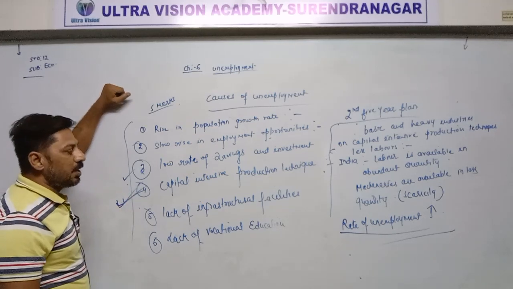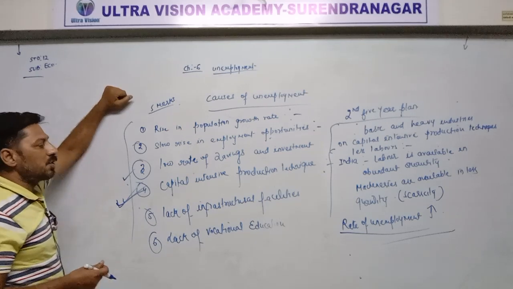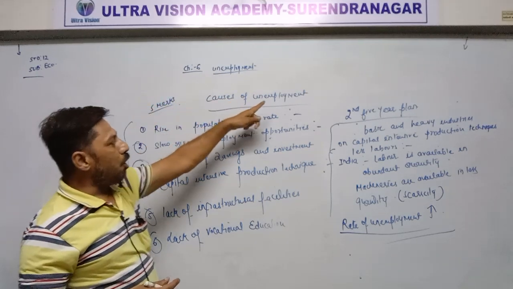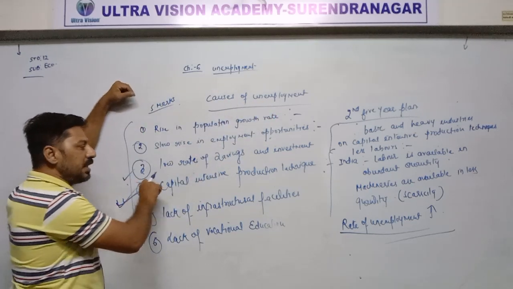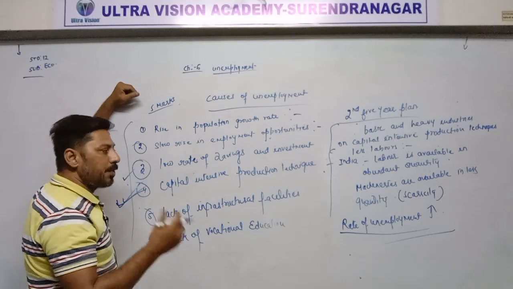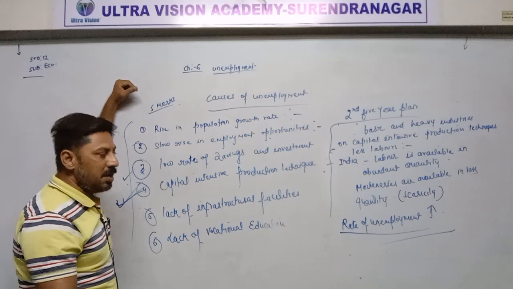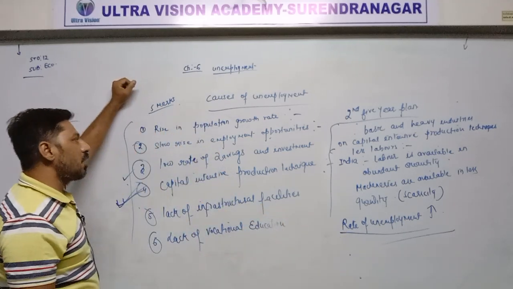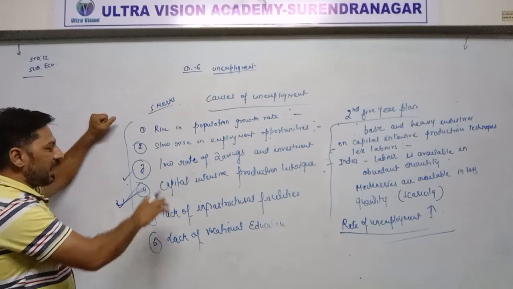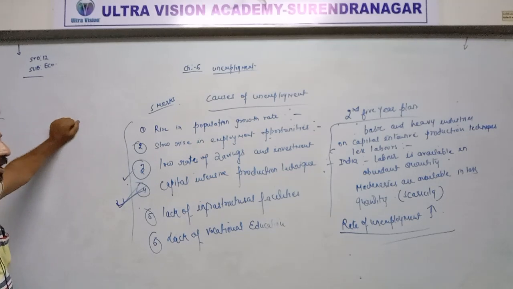That's why the rate of unemployment increases. It means in order to solve the problem of unemployment, government should focus more and more on labor intensive production techniques. They should develop cottage and small scale industries, especially in backward and rural areas, in order to reduce the rate of unemployment. So this is one of the solutions. But what is the reason of unemployment? Because they had adopted capital intensive production technique instead of labor intensive production technique. That's why the rate of unemployment increases.